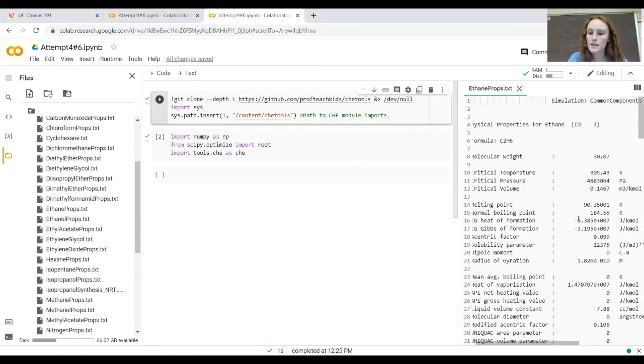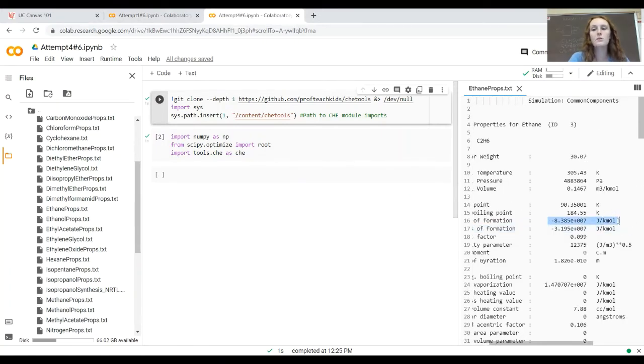You could look in here and it says it has the heat of formation. And we need to note that it has the heat of formation in kilojoules per kilomole, not just moles, which will cause us later, when we're solving this, to need to divide by 1,000.